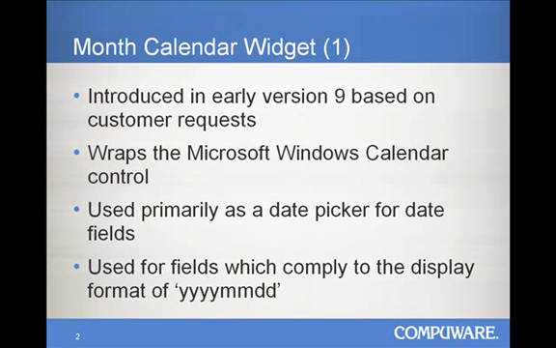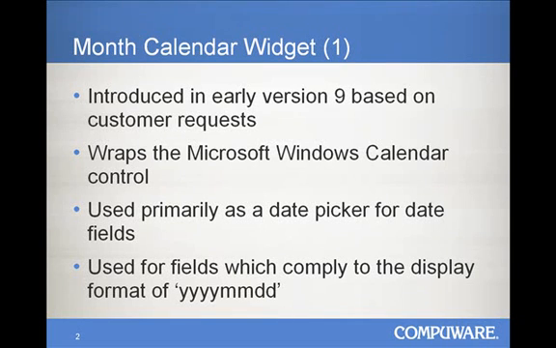The month calendar widget was introduced in Uniface in the early stages of version 9, based on customer requests and customer input. Up until its introduction, the only way in which you could implement a calendar control within your application was to utilize an OCX container. By introducing the month calendar widget as a standard native field widget, using the OCX control for this purpose has become obsolete. The month calendar widget is implemented in Uniface as a wrapper around the Microsoft Windows calendar control.